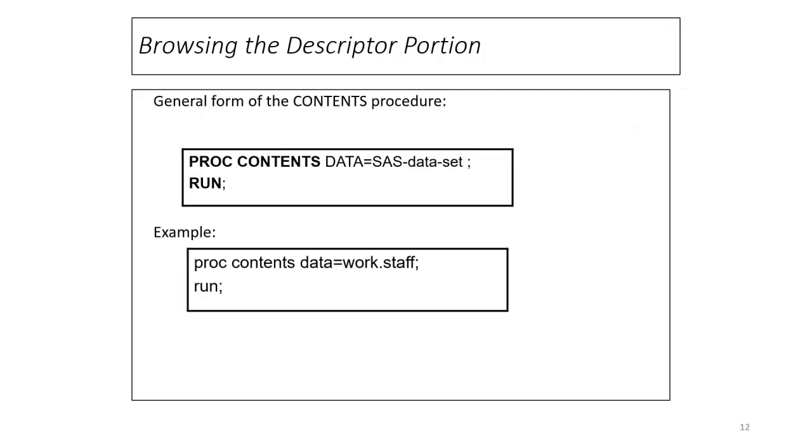Now here you can see we have a dataset known as stuff, and we want to see its descriptor portion. To see the descriptor portion of that particular stuff dataset, we will use the proc contents procedure. And work is a library, right? That is a temporary library that we will discuss in a later chapter.